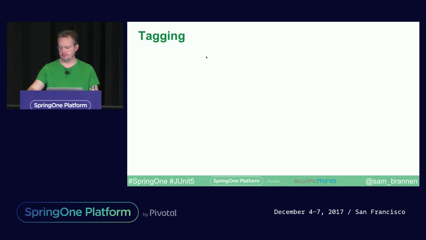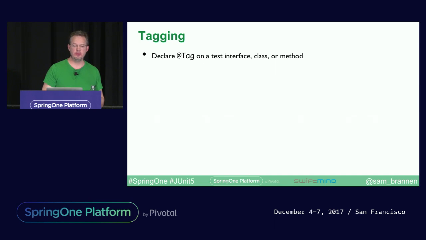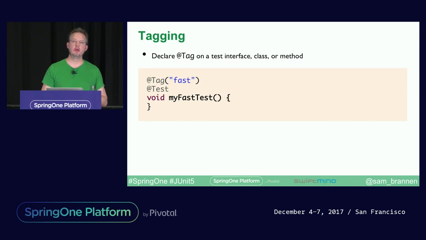Next up, tagging. So you can declare @Tag on a test interface, class, or method. For example, we have here @Tag, combining that with @Test. So we're saying this is a fast test. By default, the tags are ignored. You have to either tell the tags to be included or excluded in order for them to be honored.